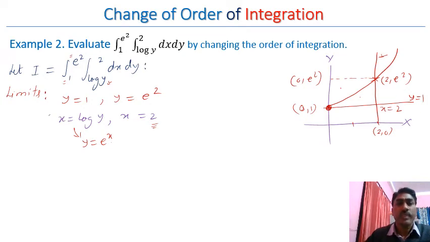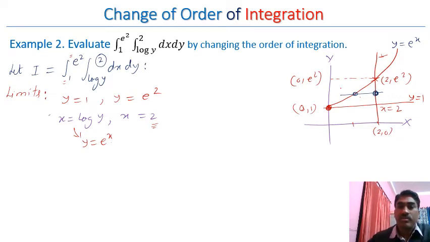So see that y has constant limit and x has variable limit. If we go from left to right, this is the lower limit and this is the upper limit. The curve y is equal to e to the power x is from the lower limit. You can see here, log y is equal to x, so x is equal to log y, so y is equal to e to the power x. So this curve forms the lower limit, and this curve, x is equal to 2, forms the upper limit.